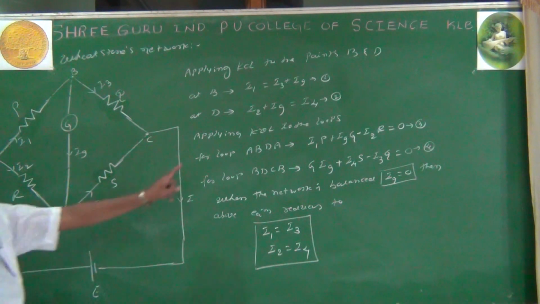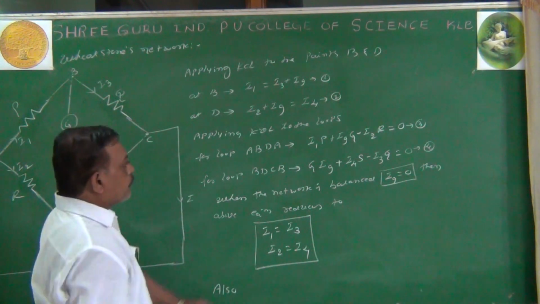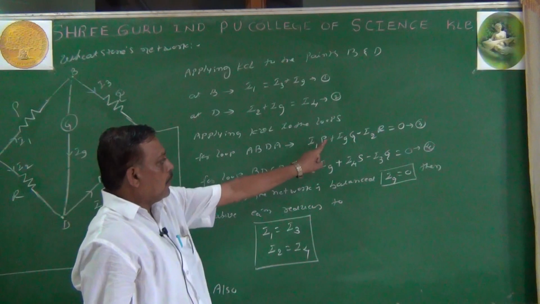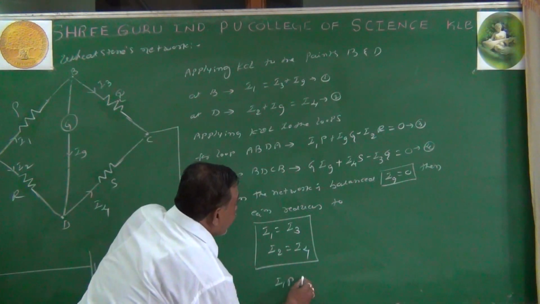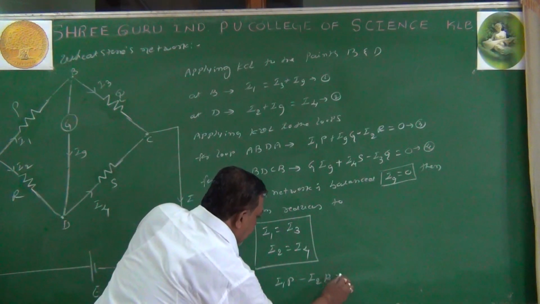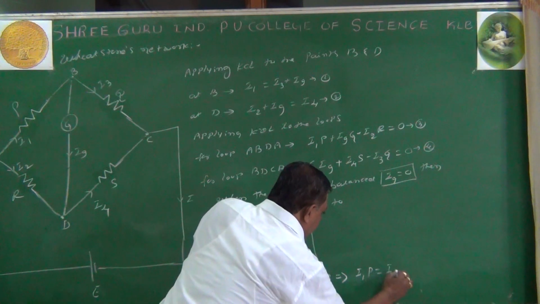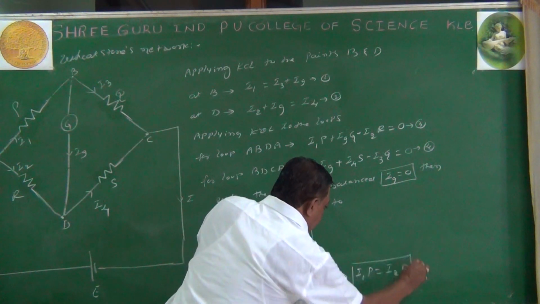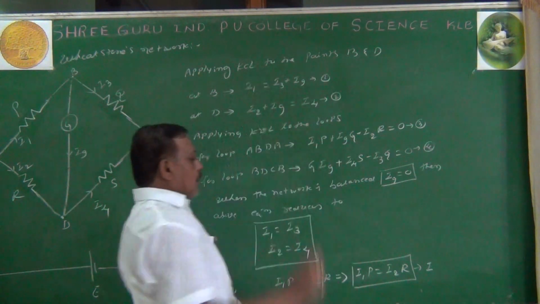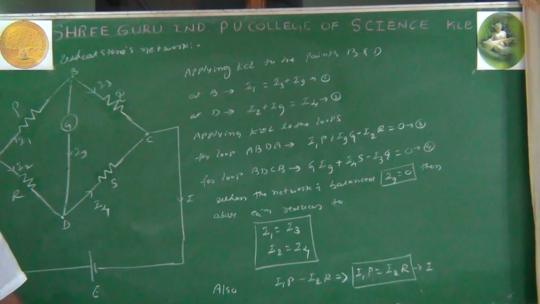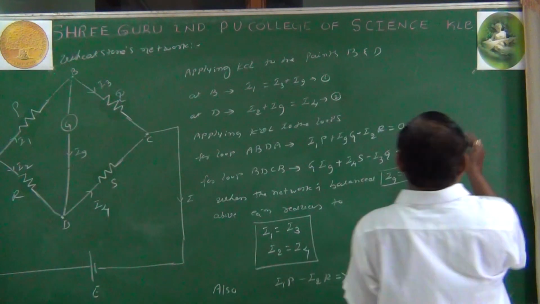Then what about the KVL equations? Also, I1P, I substitute Ig equals 0 here. I1P minus I2R, which implies I1P equals I2R. Shall I call it equation number Roman 1? I already have given the equation number 1, so I call it equation Roman 1. Is it clear?